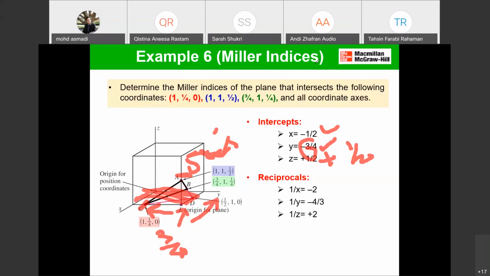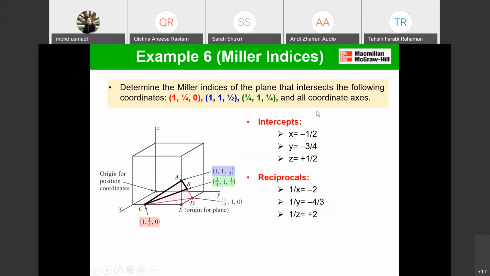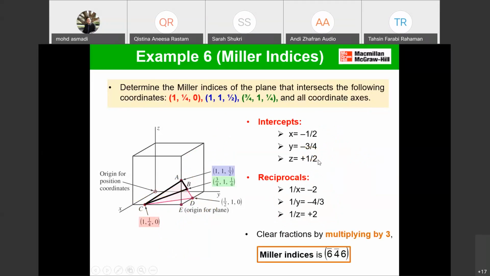Then what you have to do is take reciprocals. Once you take reciprocals and make it integer by multiplying, we can get the Miller indices. So please remember this one, there is a negative for the intercepts. So please make sure in your Miller indices there is a bar on top of the number.